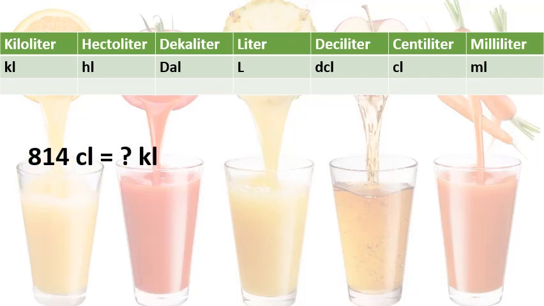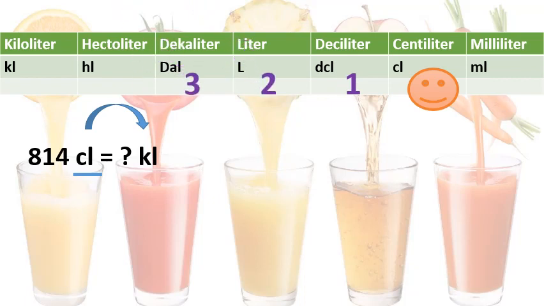Another example, and here is the table, and here is the question. So we have 814 centiliters equals to how much in kiloliters? So where are we? In centiliters. Where are we moving in this table to? Kiloliters. So let's put a smiling face in centiliters and let's start counting. 1, 2, 3, 4, 5. Wow. How are we moving in this table?